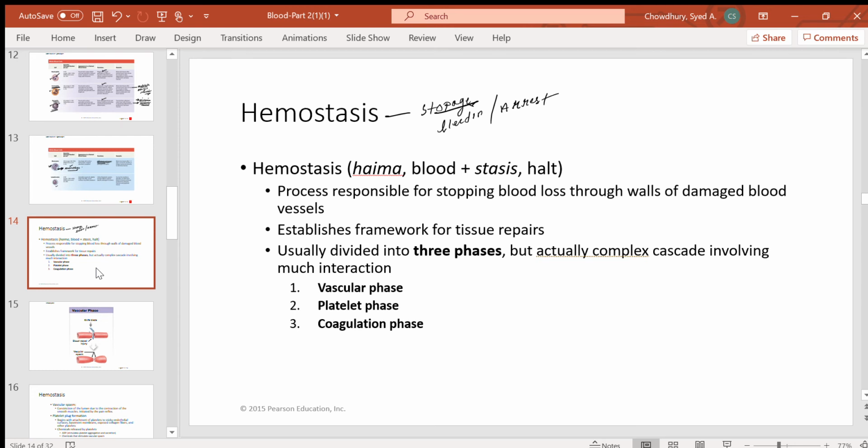Arrest or stoppage or haltage of bleeding. What happens when you get a cut? Initially bleeding starts, then after a while the bleeding stops by clot formation, right? So that is hemostasis. First, three things happen in hemostasis. These are the three phases of hemostasis. Three things will stop the bleeding.